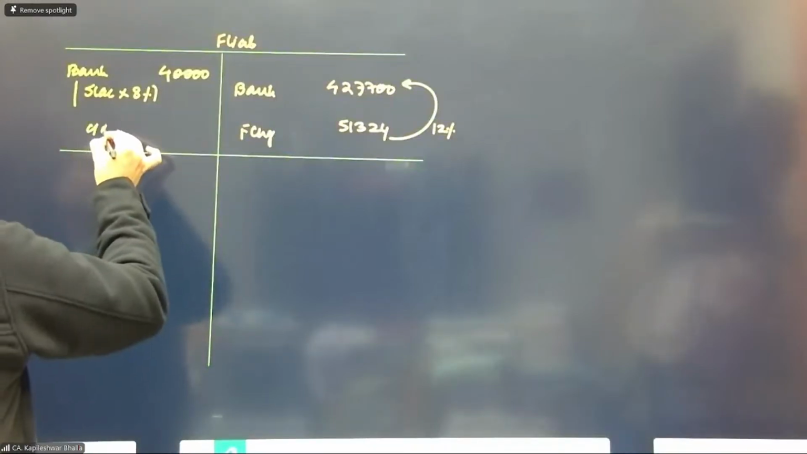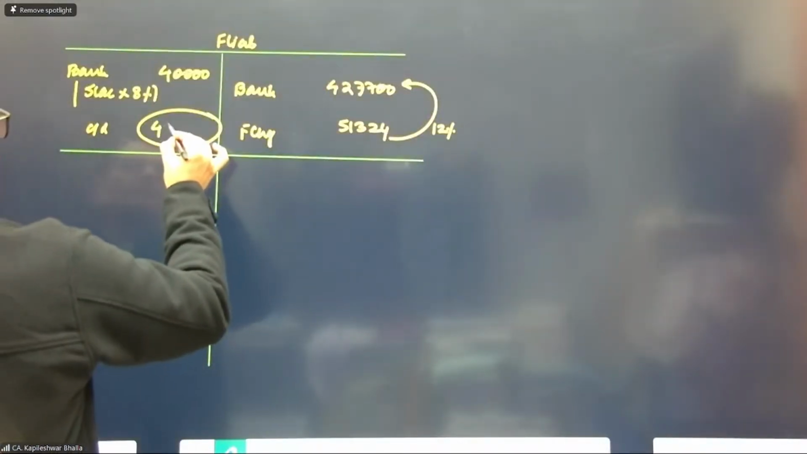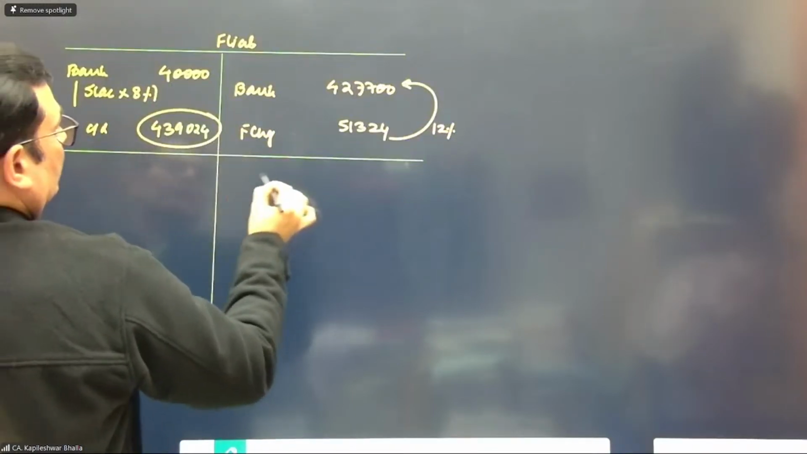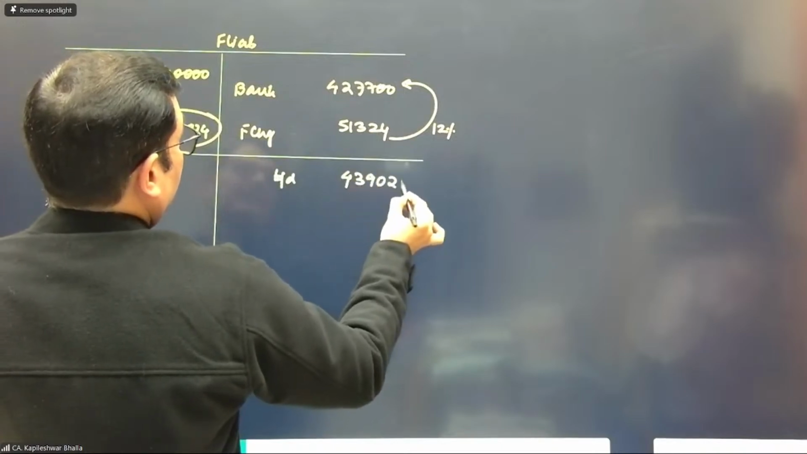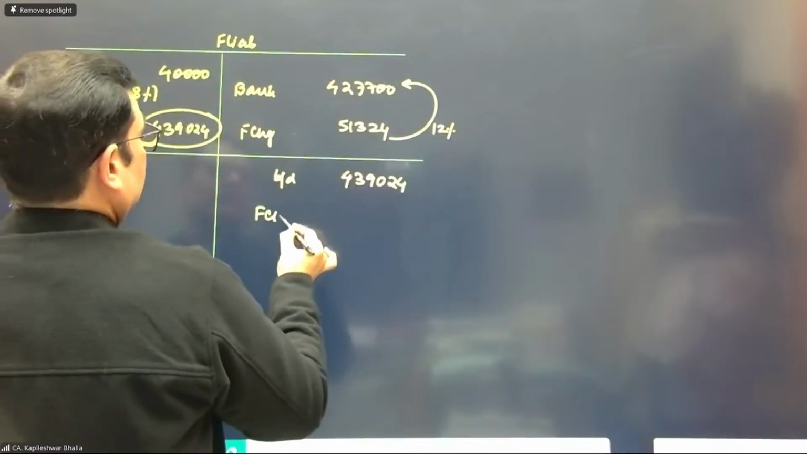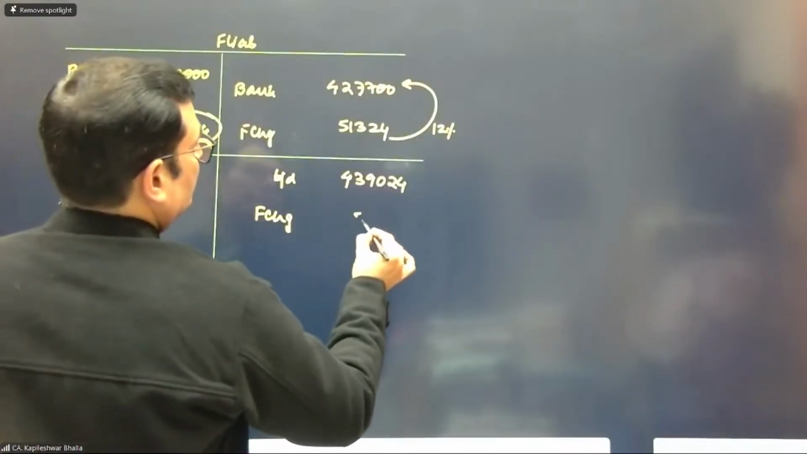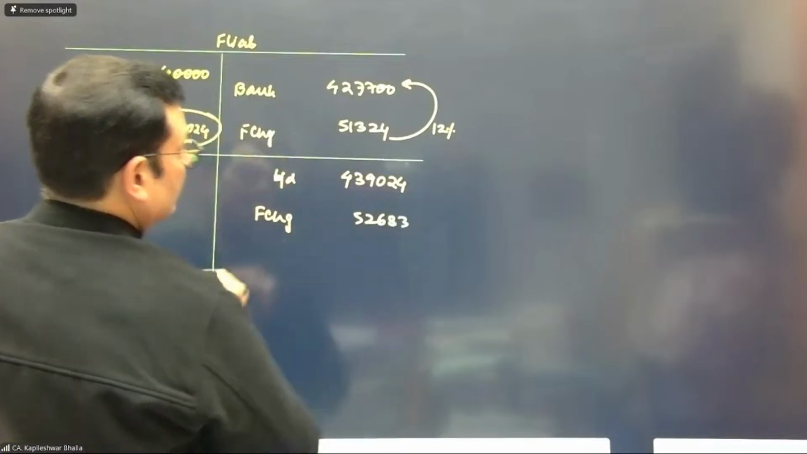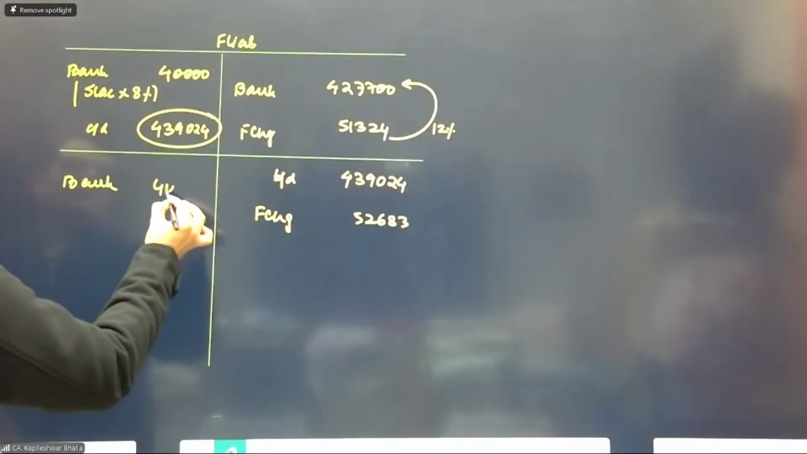Let's see the balance c/d as a balancing figure in this ledger. 4,39,024. So this becomes a balance b/d in the next year. Again, an unwinding is done at the rate of 12% on this: 52,683. And then again, we make a payment of 40,000 at the end of the second year.